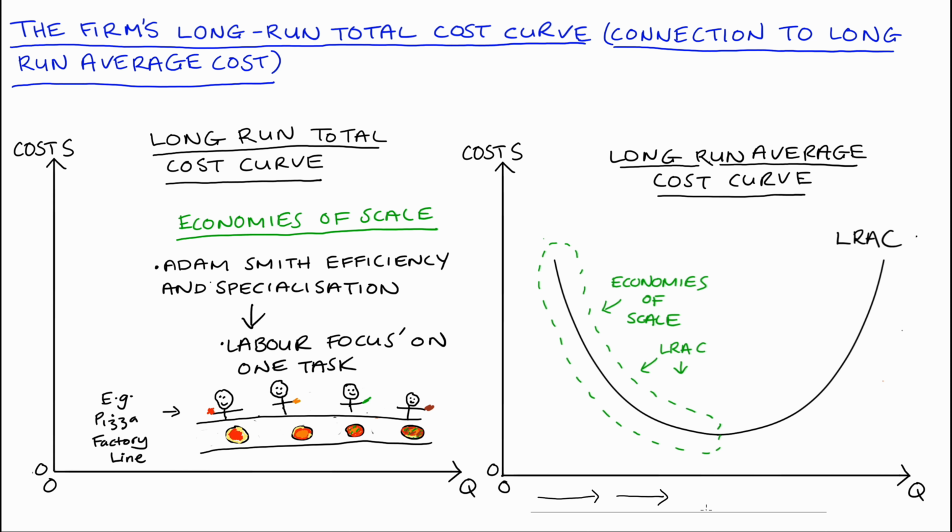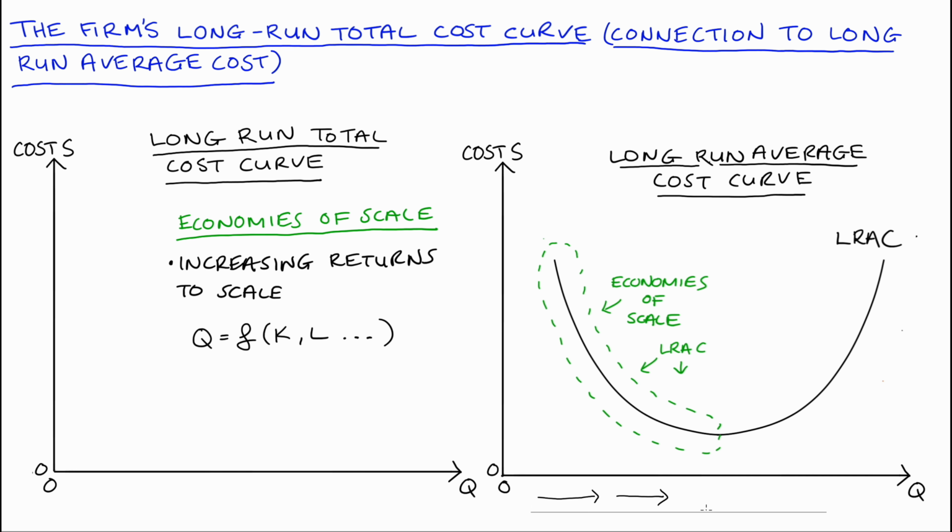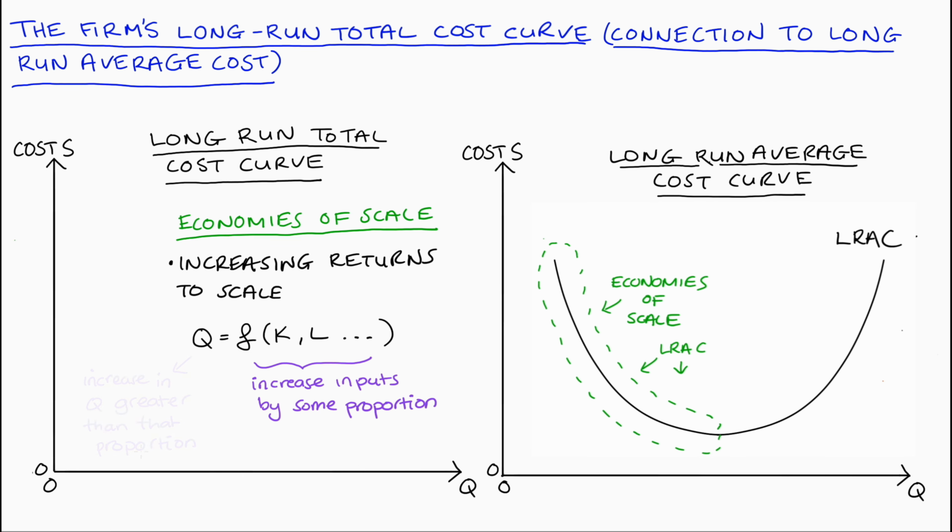Another reason for economies of scale might be if a firm is using a technology that exhibits what we call increasing returns to scale. So increasing returns to scale means that if our firm increases all of their inputs by some proportion, the quantity that they get back increases by greater than that proportion. So if they double all their inputs, let's just say capital and labor, they get more than double the output back. And this means that when the firm produces larger amounts, it produces at larger scales, each unit that they make uses up less inputs on average, so average costs decrease. So that's another way we can get economies of scale.